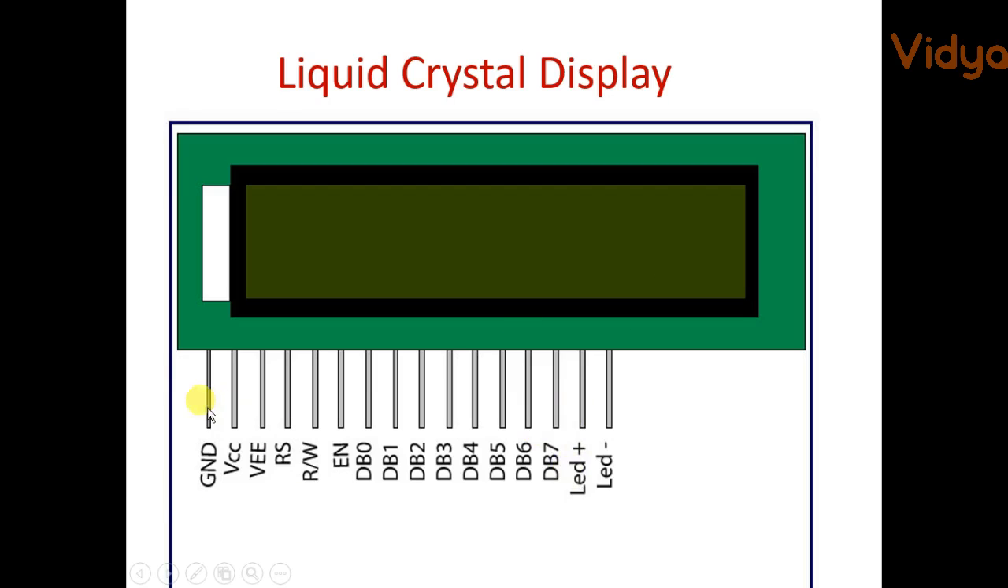Then we can see pin number 1, 2, 3, 4, 5, 6. Pin number 7 to pin number 14 are the data lines, DB0 to DB7. This is the data bus which can be connected directly to any microcontroller. It accepts 8-bit data from a microcontroller. Then you can see there are 3 control pins, RS, R/W and enable. RS is a register select pin.